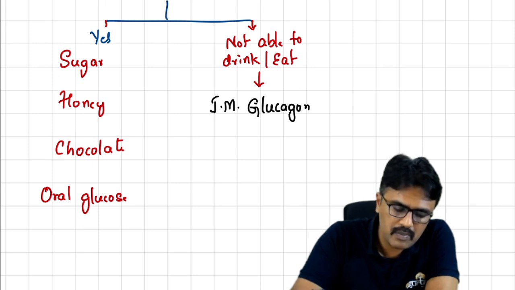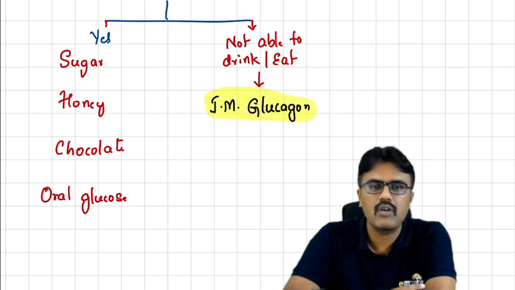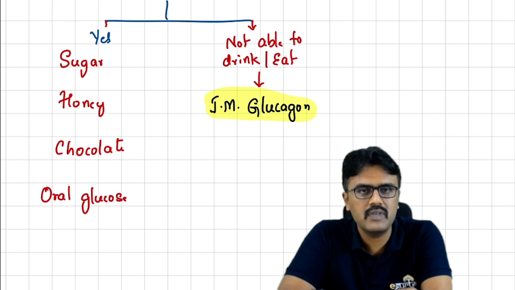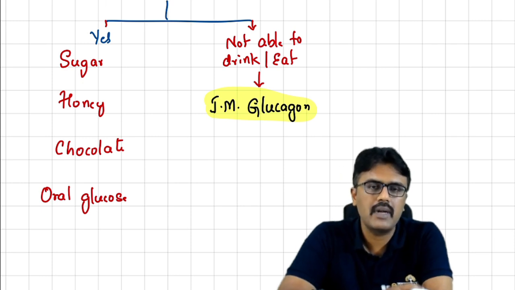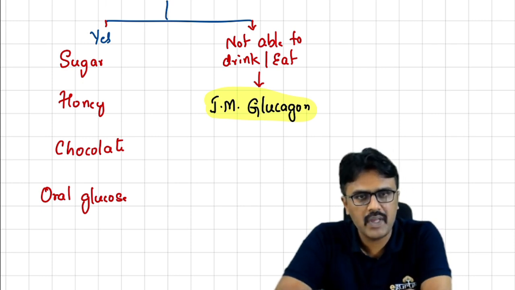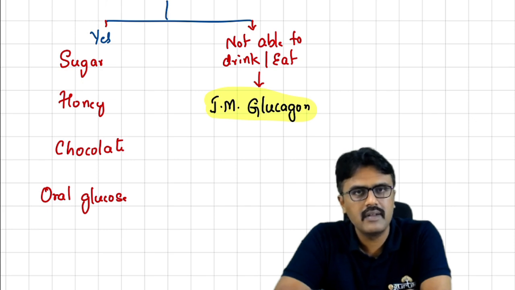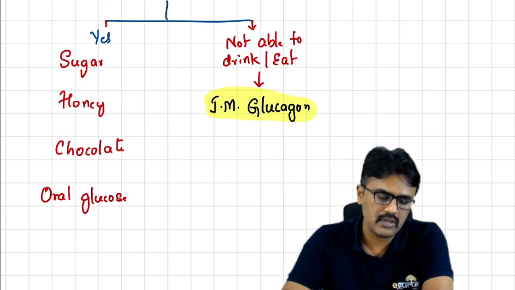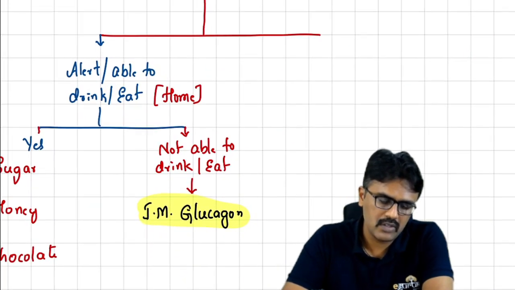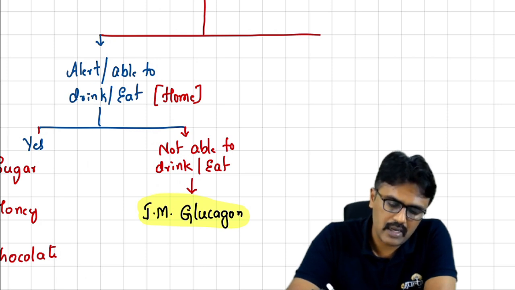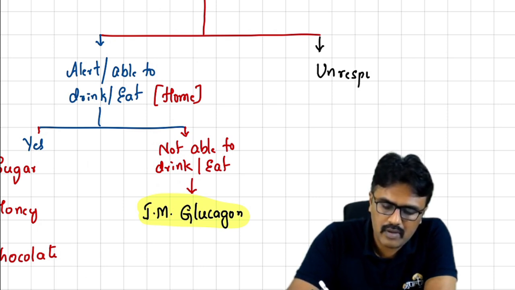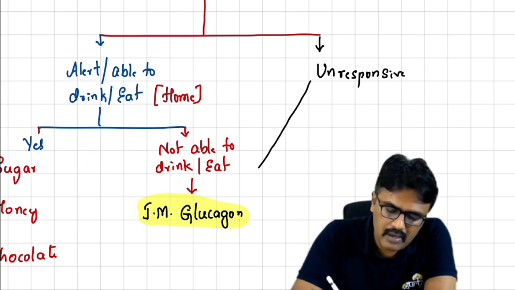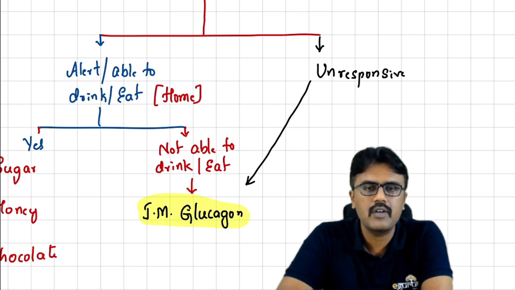So nowadays patients carry this IM glucagon, that is glucagon preloaded syringe with them, and in the house somebody can inject this IM. If they are not able to drink or eat, then at home we can use IM glucagon. So next thing is, if the patient is unresponsive, he is not alert, he is unresponsive. Now if he is at home, then if he is unresponsive, he had to be given IM glucagon only.